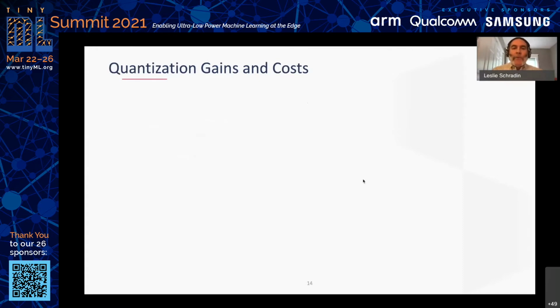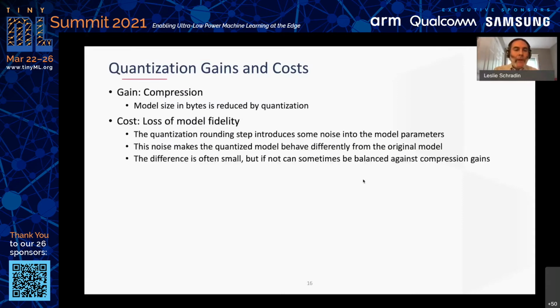All right, pros and cons for quantization. The main gain is the obvious one. The quantized model is smaller, so we get the model compression from quantization. The main cost is the loss of model fidelity. So I've already said the rounding step in the quantization introduces some noise, basically, into the model parameters. And this noise causes the quantized model to behave a little differently from the original one. This difference is often small, but if it needs to be made smaller, that can be done by trading away some of the gains in compression.